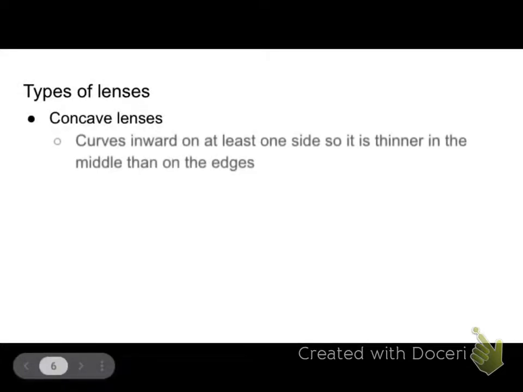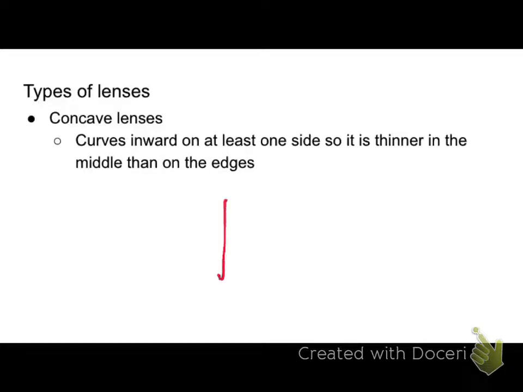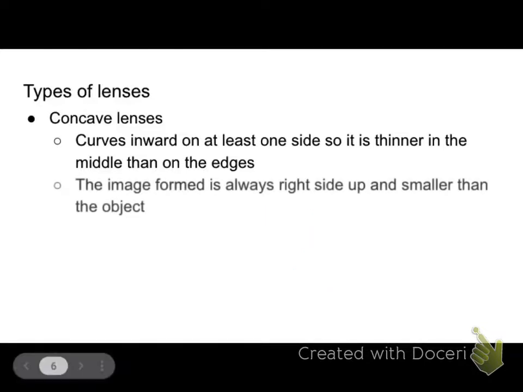The other type of lens is a concave lens. These lenses curve inward on at least one side, so they are thinner in the middle than they are on the edges. So you might see one that's like this, or you might see one where both sides curve in. In both cases, the center is thinner than the edges, and that's what qualifies it to be a concave lens. Like a convex mirror, a concave lens always forms an image where the image is right side up and smaller than the actual object.